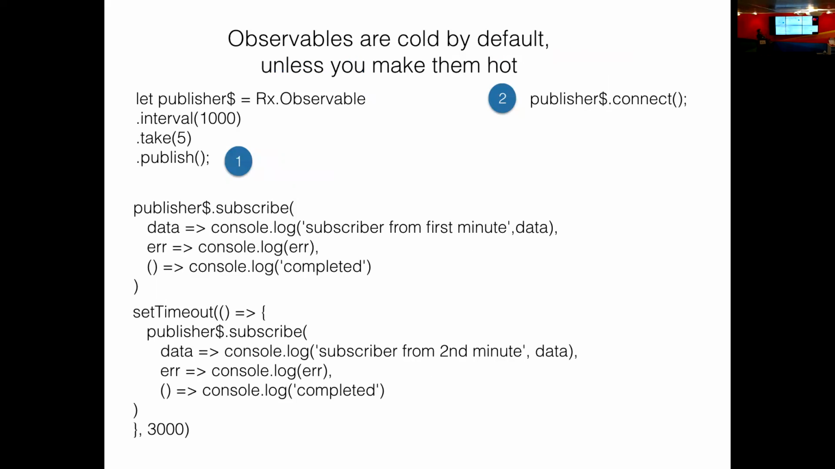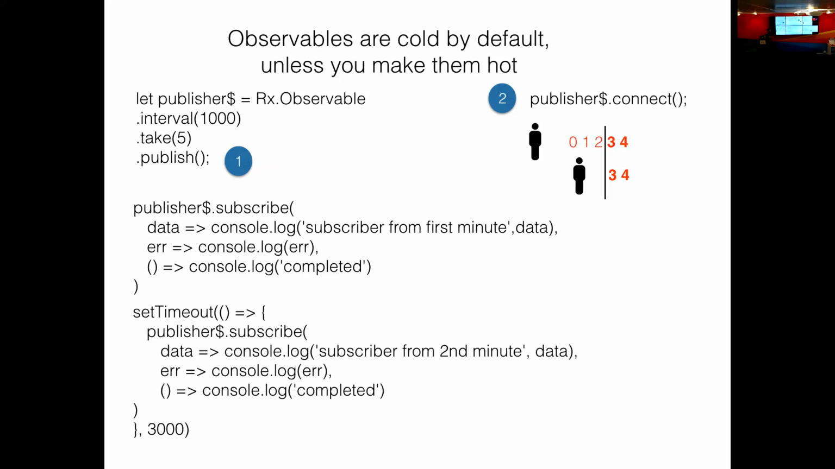Observables are cold by default, but you can make them hot. You can make sure that they share their data. So what you have to do is, here we have created an observable, right? We have an interval, we have a take, and publish. The publish method here kind of warms up the observable, but it's not really going to be shared. It's not really going to be hot until you call connect up here on the right. So publish plus connect will make it hot. Otherwise, it's cold.